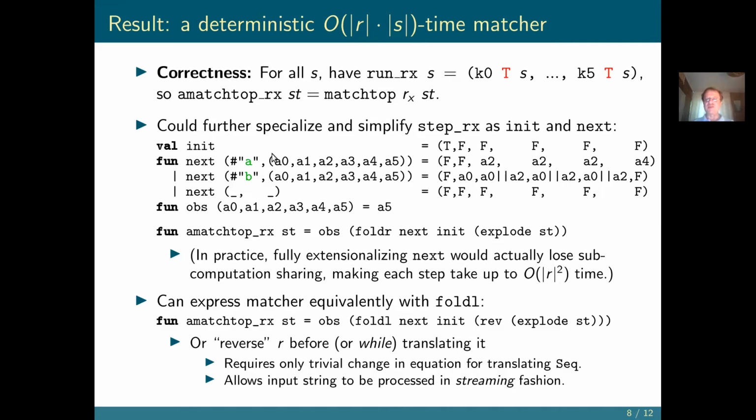And it turns out that when that character is A, we're computing this function of the old results, or previous results. And when the character is B, we compute this function with some ORs in it. And if it's any other character, all the continuations return false. So we have this all-false tuple, and we're still extracting the A5 bit. So we can write this as a fold and compute what we expect.